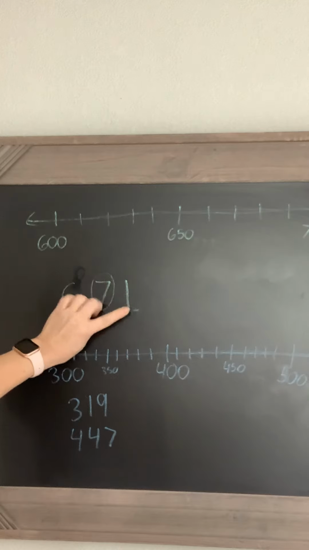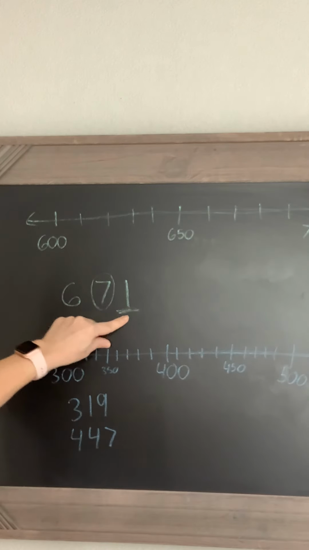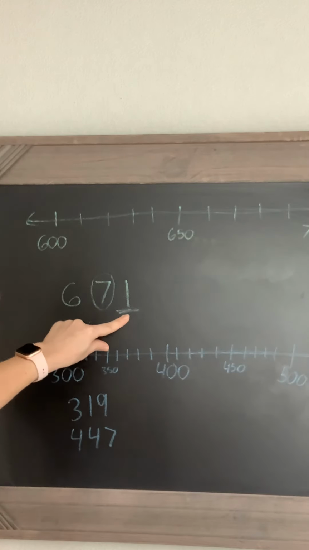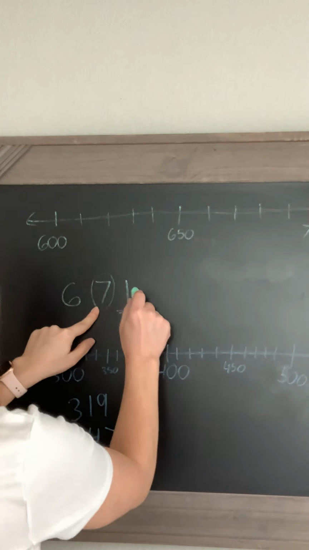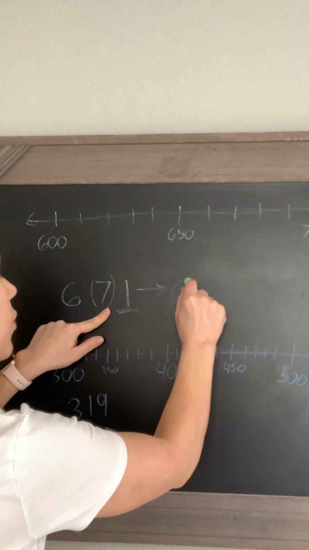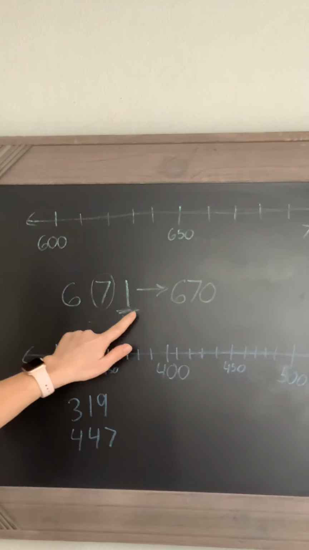Okay? So if it's 5 or more, raise the score. If it's 4 or less, you let it rest. So 1 is less than 4. So you're going to let that rest. When I say let it rest, that means it just stays the same. So 671, when we round to the nearest 10, will be 670.